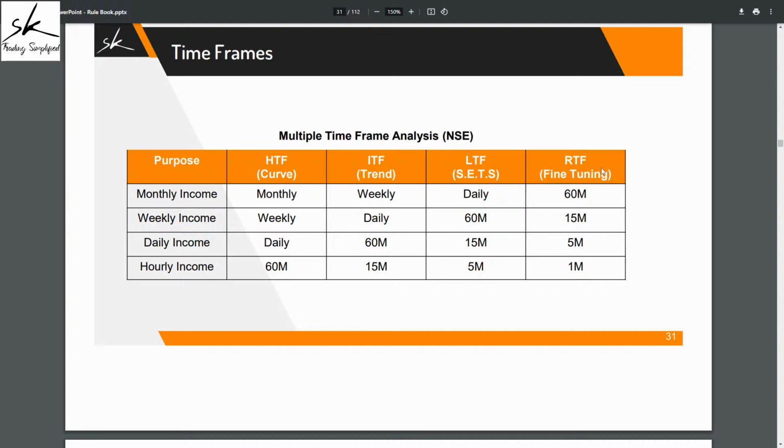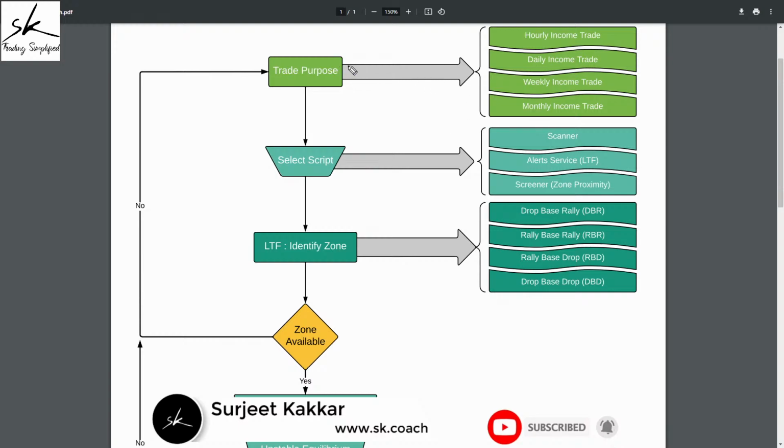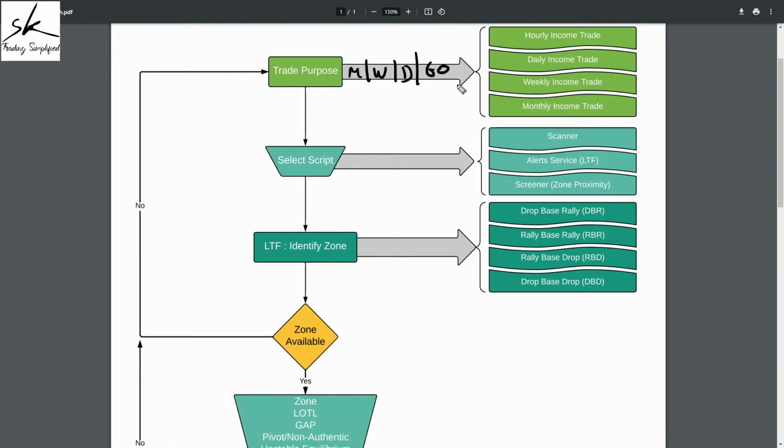So as soon as I'm done with my step number 1, now I have the clarity to what time frames I'll be using, and in this case it is monthly, weekly, daily, and 60. Plus, I also know what is the purpose of each and every time frame. So my challenge number 1 is taken care of. I know my time frames. I know what analysis I'll be doing on each and every time frame. Now, once we are done with our step number 1, we move on to step number 2, and that step number 2 is selecting scripts.